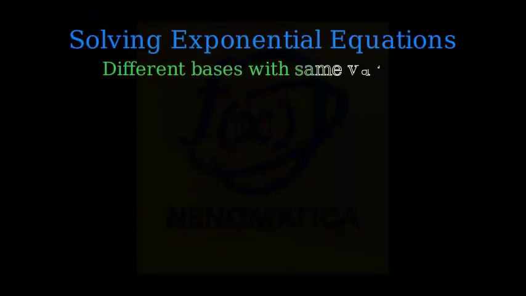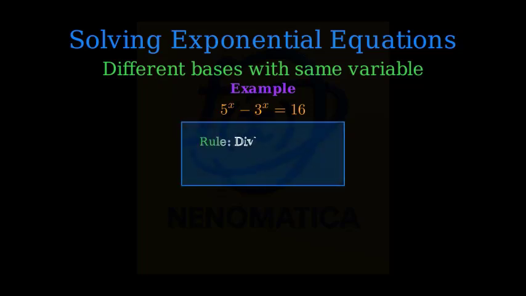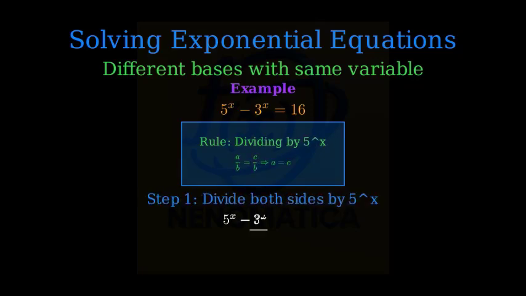Today we're going to learn how to solve exponential equations where we have different bases. Let's take a look at this example. Let's solve the exponential equation 5 to the power of x minus 3 to the power of x equals 16. Step 1. We'll divide both sides of the equation by 5 to the x. This gives us 1 minus 3 to the x divided by 5 to the x equals 16 divided by 5 to the x.